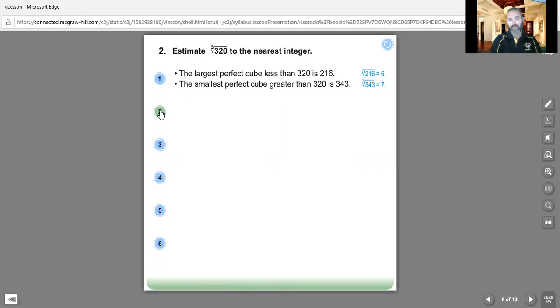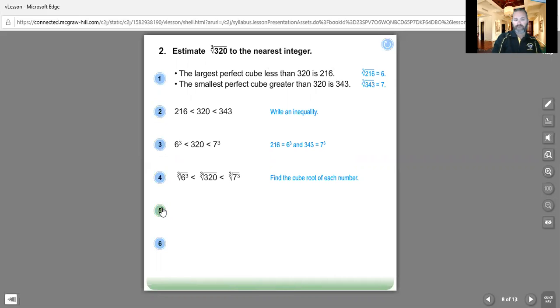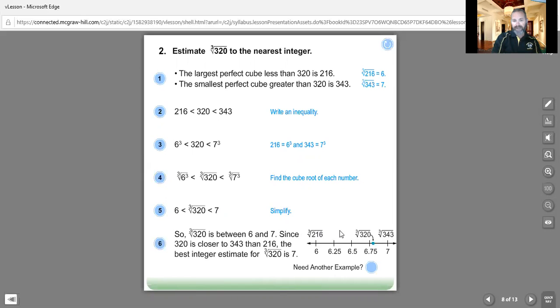So we just need to do a little work to figure out exactly where between 6 and 7. Is it closer to 6 or is it closer to 7? Just like we did before with the square root problem, we can use a number line. On the number line, the cube root of 320 is right here, between 6.75 and 7. So it's very much closer to 7 than it is to 6. So the best integer estimate for the cube root of 320 is 7.